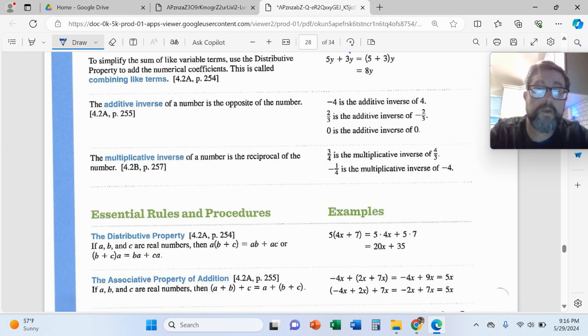Okay, the additive inverse of a number is the opposite of the number. So negative 4 is the additive inverse of positive 4. And if you add those together, you are going to get 0. Remember, in this next chapter, I'm often going to be asking, okay, what is the opposite of plus 5? Well, if you know that's negative 5, it makes it a lot easier.